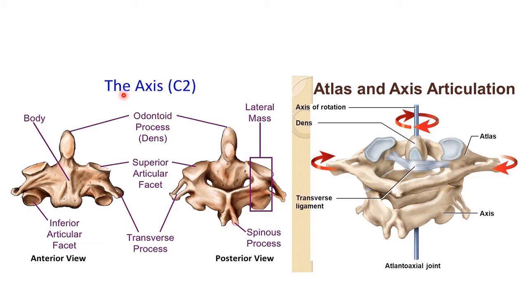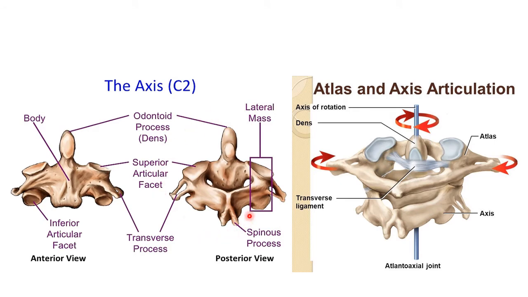Now we will discuss the second cervical vertebra, which is also atypical, and its name is axis. This is the axis. This is its posterior view when seen from behind, and this is its anterior view when seen from the anterior aspect. This is called the odontoid process.